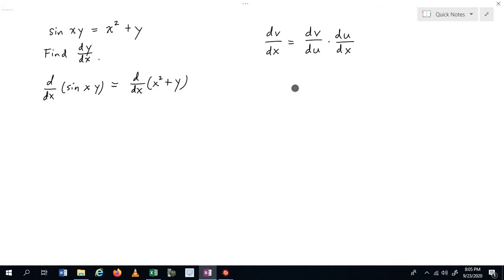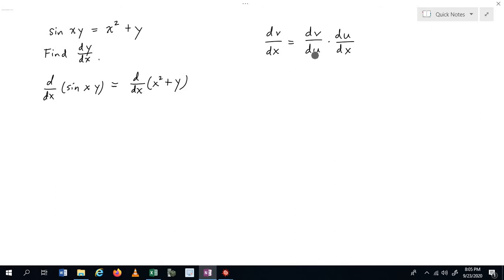Now, there are two forms of the chain rule, and you could use either one. I'm going to use the one that says dy/dx is equal to dy/du times du/dx, but I don't want to use y, because we have a y that appears in this equation, and I don't want to get those y's confused. So instead of y, I'm going to use v.